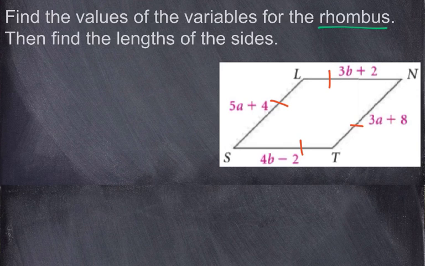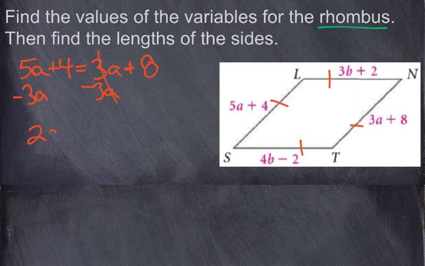So if we want to find a, we know that the opposite sides are congruent. So we can say 5a plus 4 is equal to 3a plus 8. So we subtract the 3a. Again, this is just a matter of getting variables to one side. So that gives us 2a plus 4 is equal to 8. Then we subtract the 4, cancel that out. So we have 2a is equal to 4. a has to be 2.